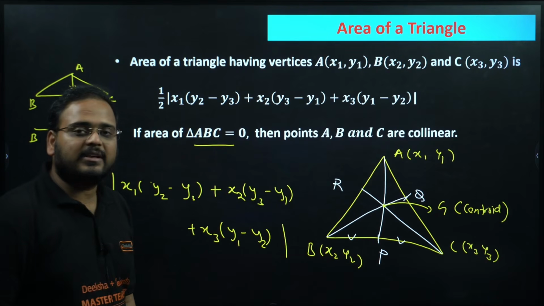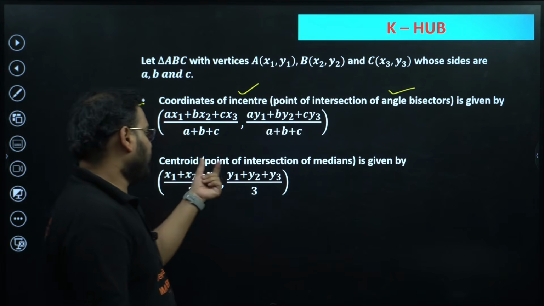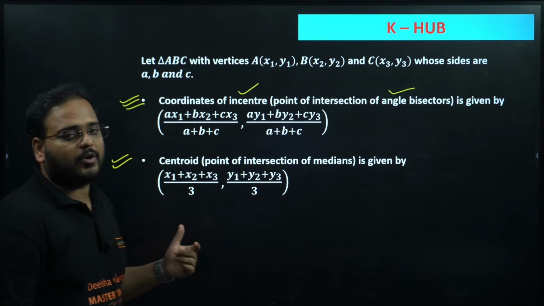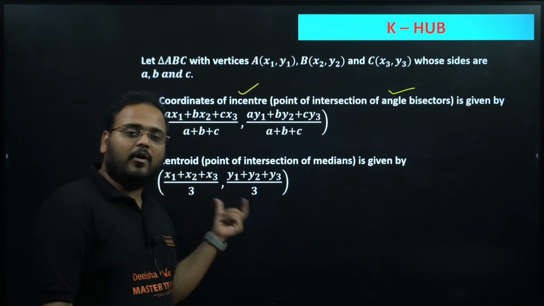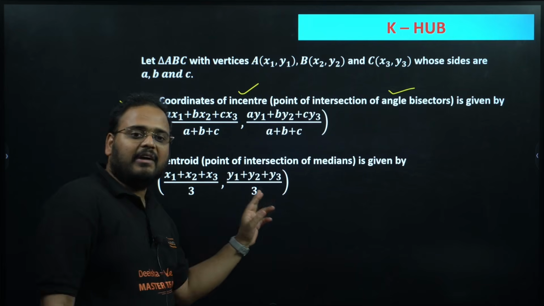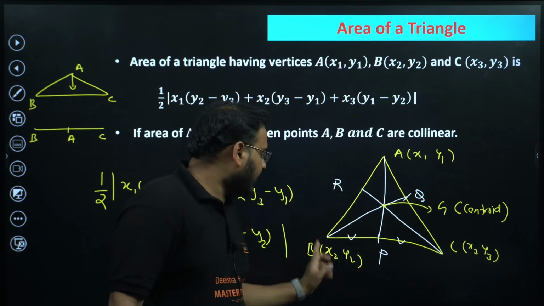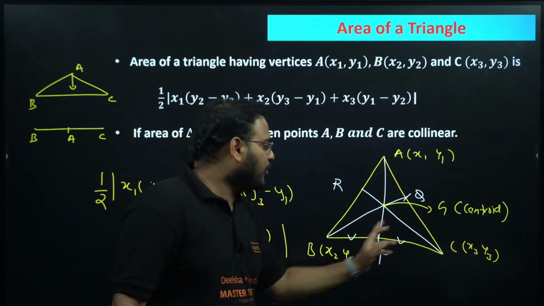Okay, the centroid is the point of intersection of all three medians of a given triangle. And how do we get the coordinates? Simply by taking the sum of the vertices: (x1 + x2 + x3) by 3, (y1 + y2 + y3) by 3. I hope you can find it over here as well.